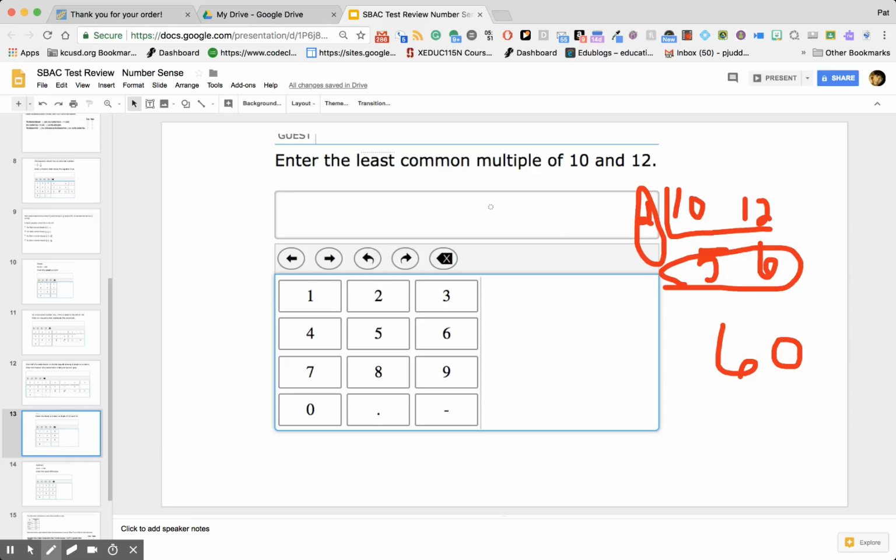If you were to write the multiples of 10, 10, 20, 30, 40, 50, 60, and write the multiples of 12, 12, 24, 36, 48, 60, you're still going to get the same answer. Okay, remember, it doesn't make any difference which way you solve it, as long as you come up with the least common multiple.